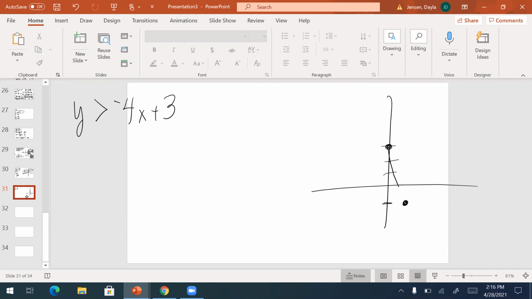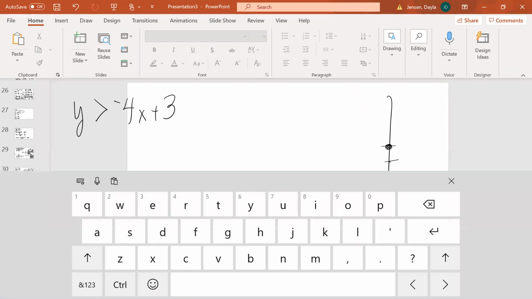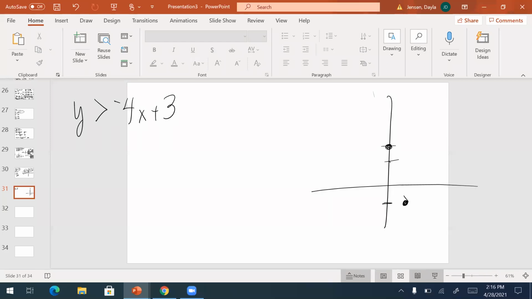So there's my line going through those 2 points. And I missed it again. Darn it. Struggling here. Maybe I need a ruler. That's a little better, but not much. Okay. So there's my line.